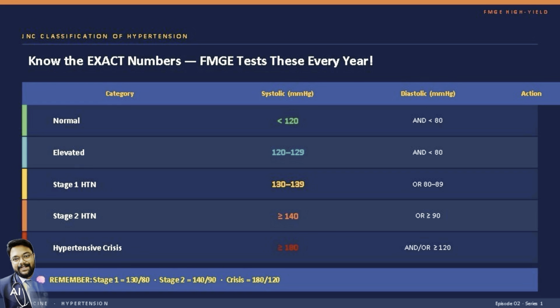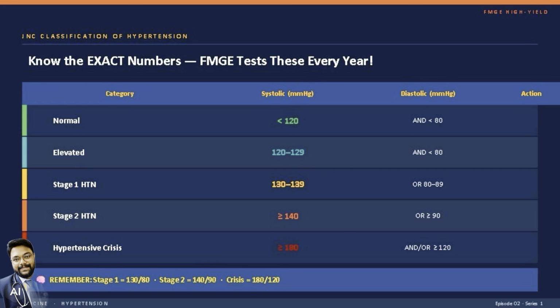Stage 1 hypertension, systolic 130 to 139 or diastolic 80 to 89. Stage 2 hypertension, systolic 140 or higher or diastolic 90 or higher. Hypertensive crisis, systolic 180 or higher or diastolic 120 or higher.